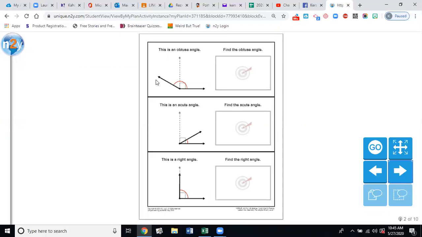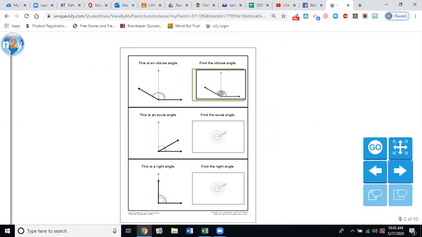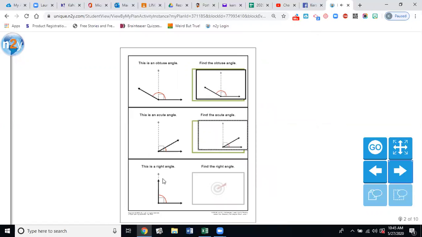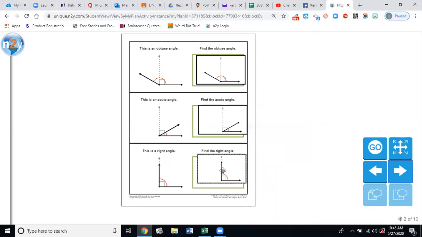This is an obtuse angle. And then this one, you would find the obtuse angle. This one matches. Got them leaning back. This is an acute angle, doing a sit-up. Match the acute angle. This is a right angle. Remember I said it kind of looks like an L. Here's the L that matches the right angle.